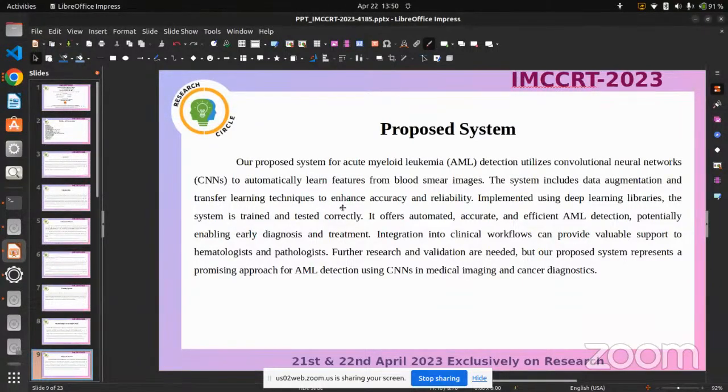Some patients' data will be there, right? With that data set, it is already trained. So it almost always gives us a correct output. So it's an efficient one. So we think a lot of clinical workflows might be reduced. No one like hematologists and pathologists is involved. We can also reduce the time, and cost is also one such parameter we have considered. It doesn't need too much cost. So our proposed system represents a promising approach for AML detection using CNN.